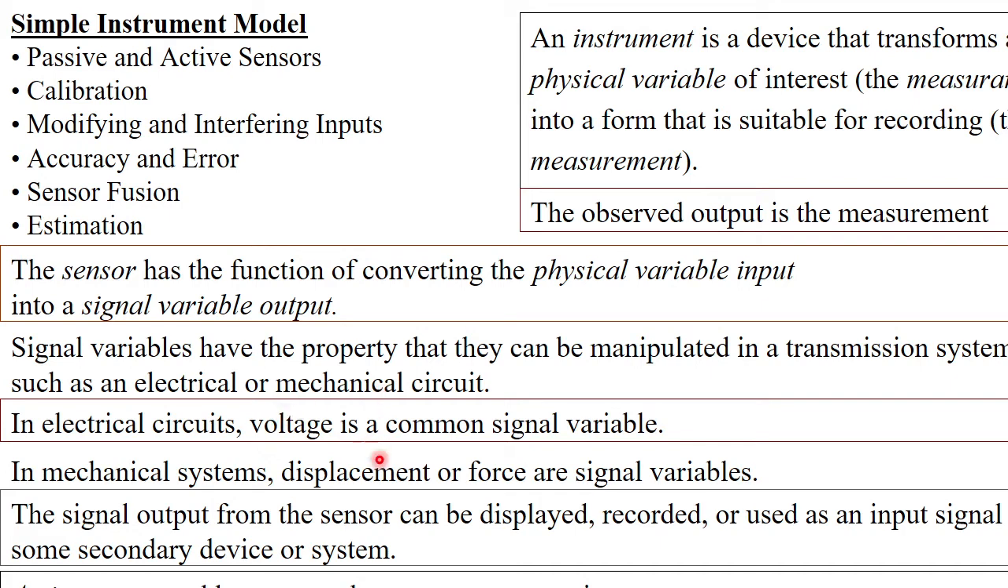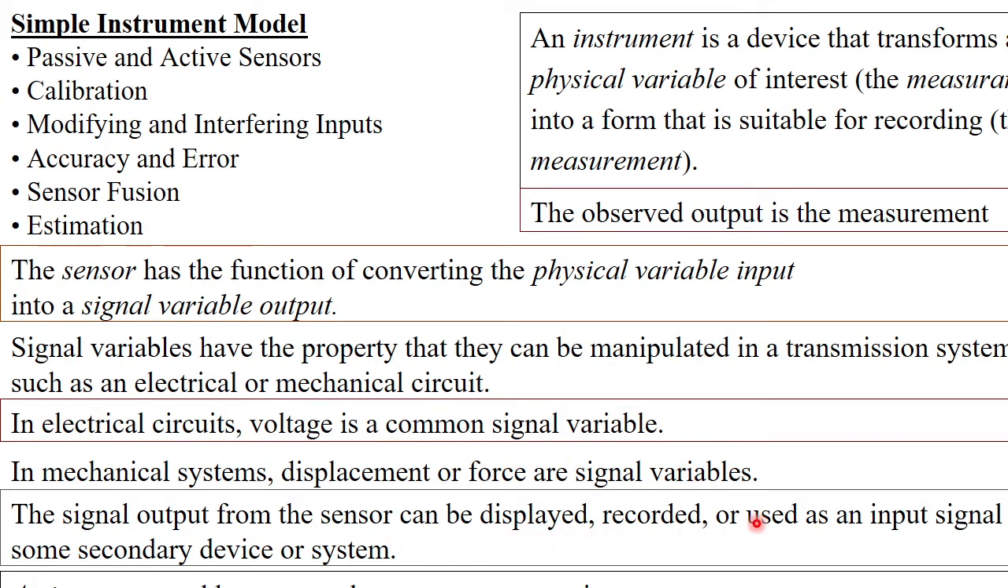Then what is the form of this output signal from the sensor, the signal variable output? Usually it is voltage, or it might be a current, or say charge, etc., depending on the type of sensor. Now in an electrical circuit, voltage is the common signal variable. In a mechanical system, it is displacement and force, whatever, but they are converted into some electrical signal ultimately.